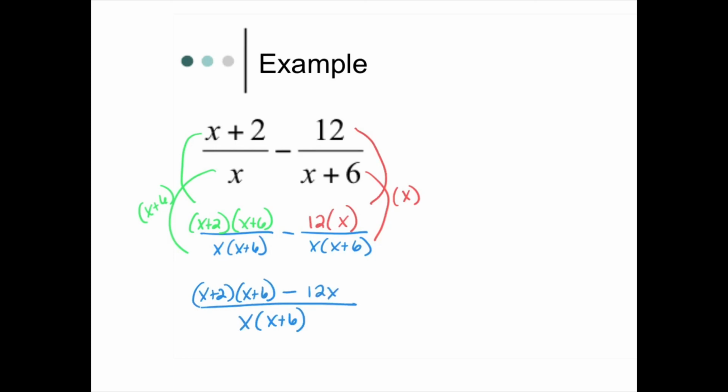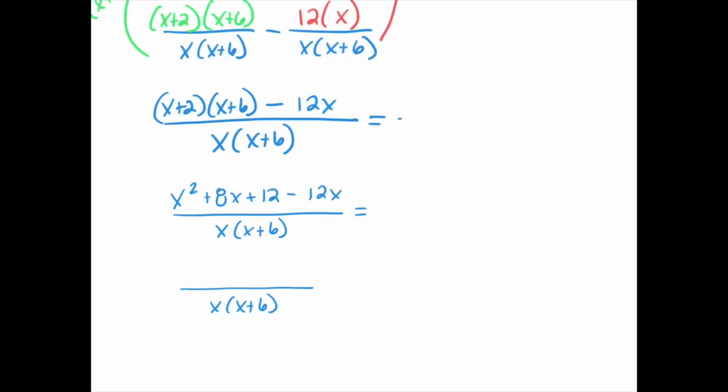Now, I'm going to have to multiply this out using either FOIL or the box method to be able to subtract 12x from it. So that would be my next step. So as you can see, I multiplied it out. So I've got x squared plus 8x plus 12 minus 12x. So when I put that together, I'm going to have x squared, and then my middle term, when I combine positive 8x minus 12x, will be negative 4x, plus 12.